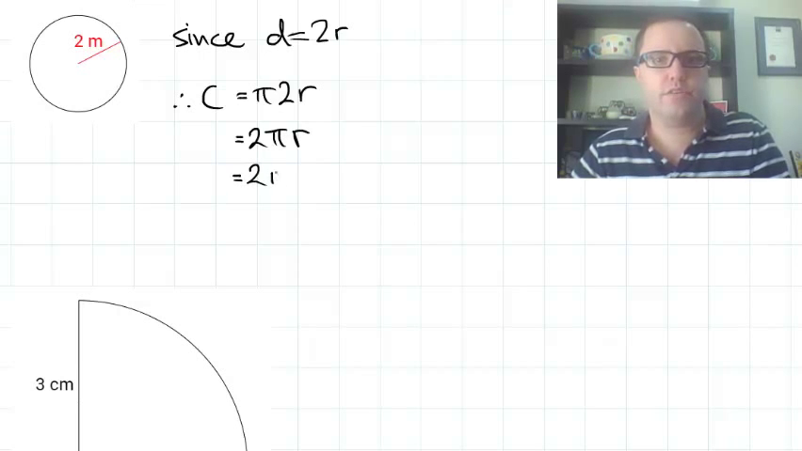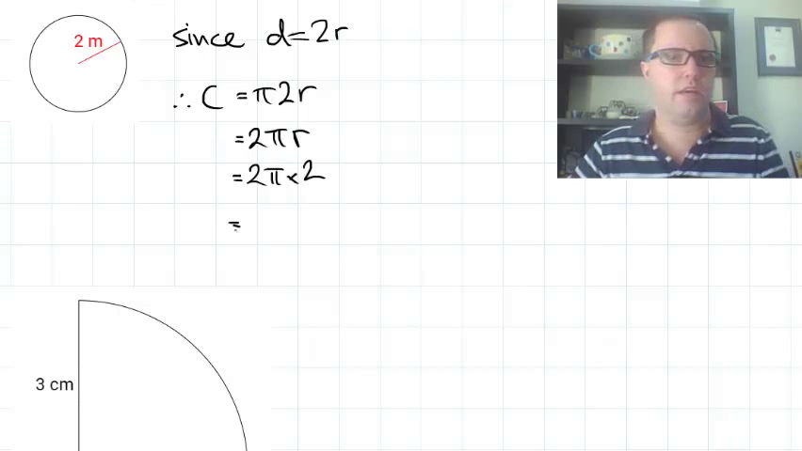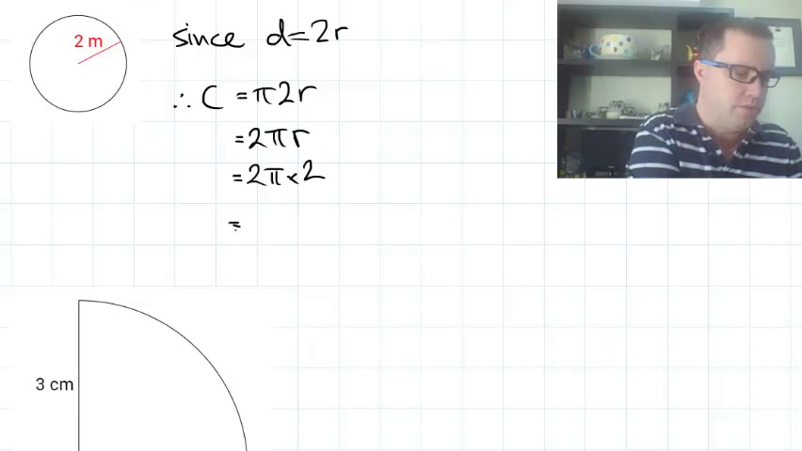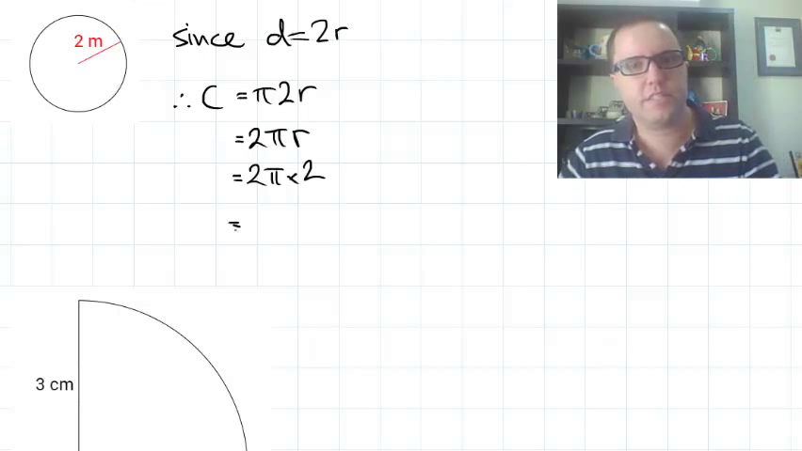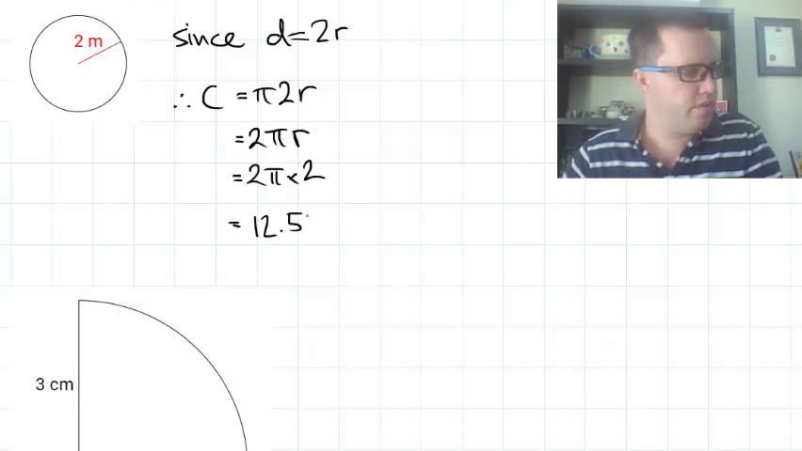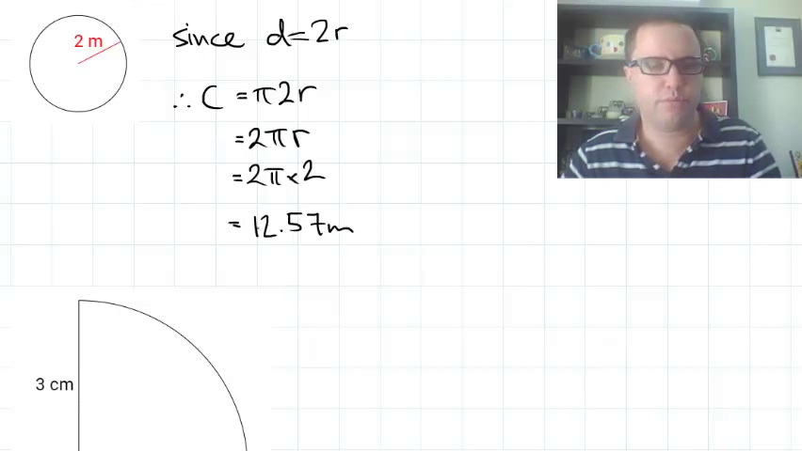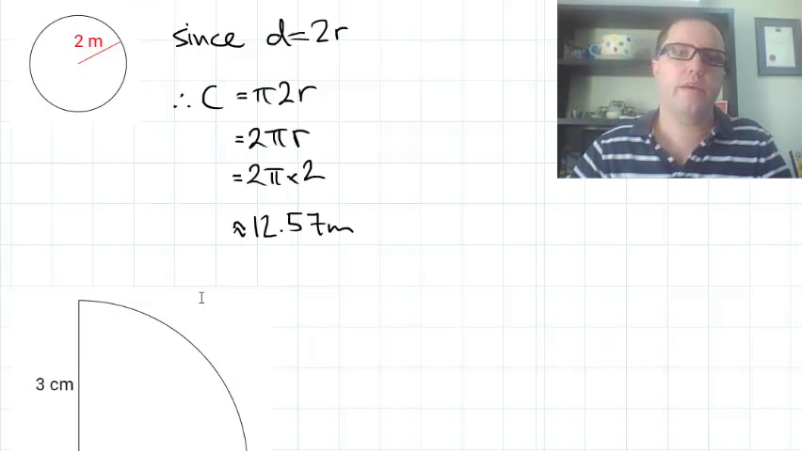So we have 2 times pi times 2 meters, which is 4 times pi, which gets us 12.566, which rounds to 12.57 meters. We probably should be putting approximately equal to signs here. And there we have it.